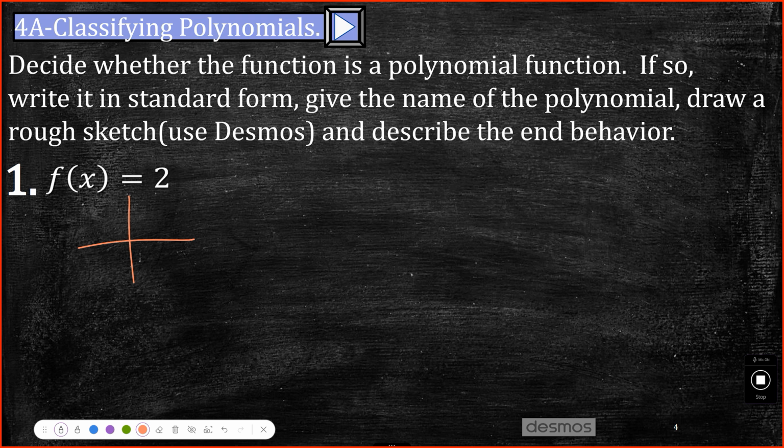Decide whether the function is a polynomial. Yes, this is a polynomial. F of x equal to 2 is a constant. It is a polynomial. Write it in standard form. It is already in standard form. Give the name of the polynomial. This is a constant function.